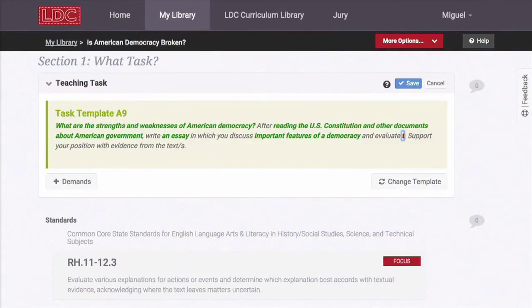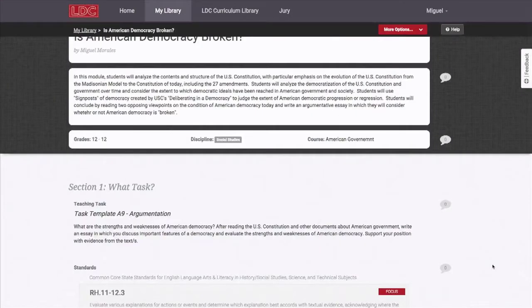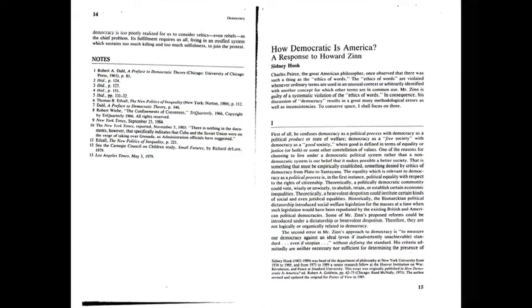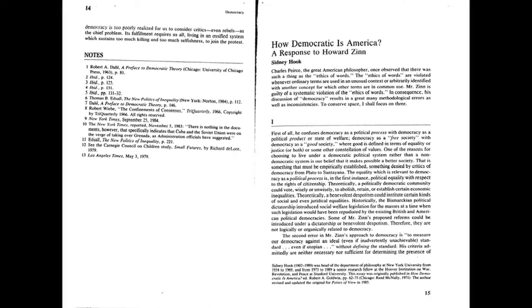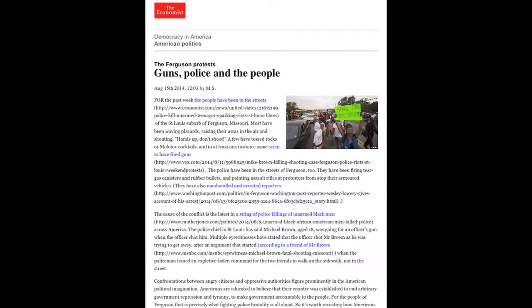The culminating task was for students to write an essay, and this was a prompt that LDC helped me to write through the online resources. What are the strengths and weaknesses of American democracy? Write an essay in which you discuss important features of a democracy and evaluate the strengths and weaknesses of American democracy. Support your position with evidence from the texts. And I listed several texts that we read in class where students could draw from, in addition to some current events that were taking place at the time. So one suggested current event were the events in Ferguson, Missouri. I also left it open for students to add any additional sources.